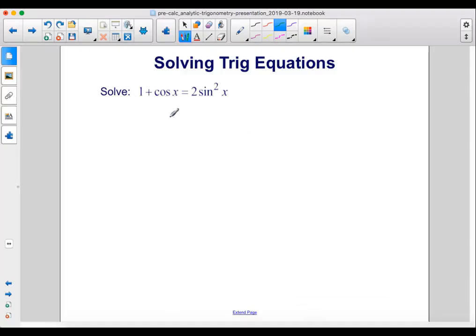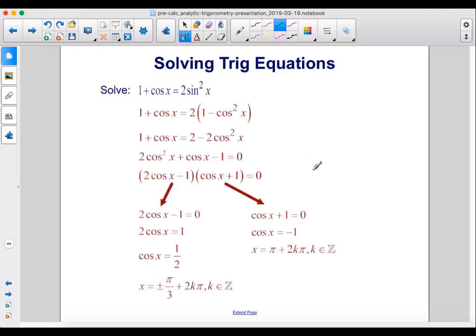Solve. 1 plus cosine x equals 2 sine x squared. First, we'll use the Pythagorean identity to replace this sine x squared with 1 minus cosine x squared. Then we're going to multiply each of these by 2, and then move everything over to the left side and factor. Once we do that, we set each piece equal to 0. Here we have 2 cosine x minus 1 equals 0. Therefore, 2 cosine x equals 1. Divide both sides by 2, and we have cosine x equals 1/2, giving us possible solutions of positive or negative pi over 3 plus 2k pi, where k is an integer.